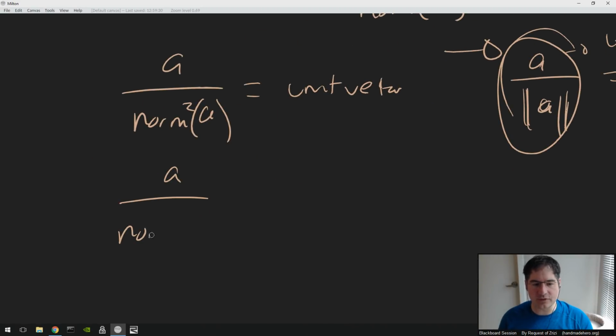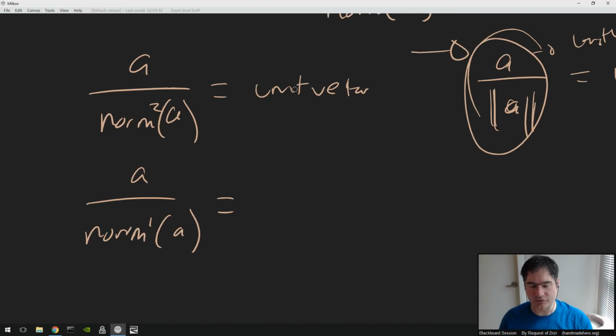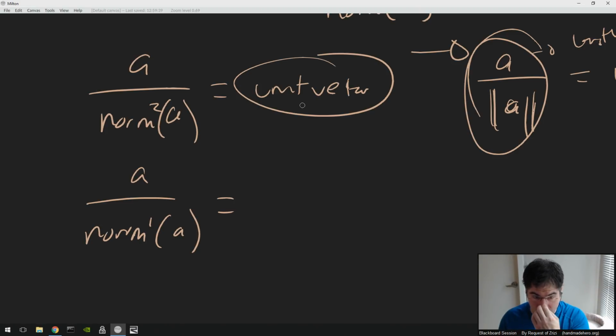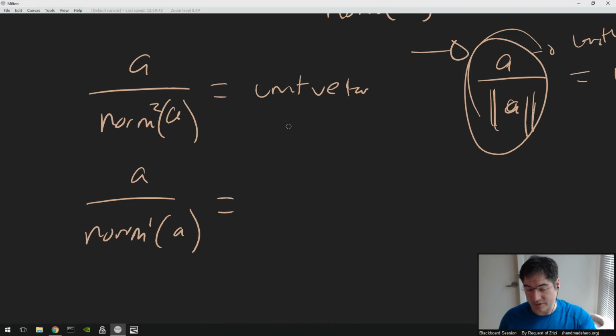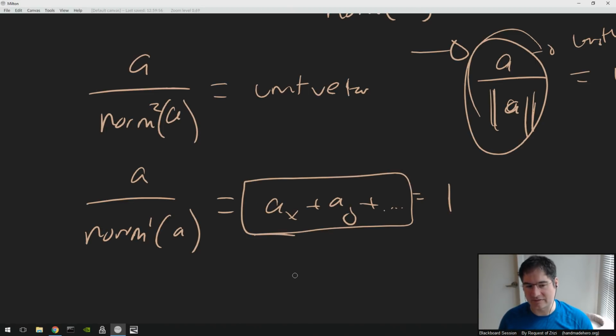But A over the 1 norm, right, that equals a sum of 1. This before was Pythagorean's theorem, sum to 1, rooted equals 1. This here is just the term sum to 1. So this means ax plus ay dot dot dot, however many you have, equals 1. It allows me to make all of these things sum to 1.